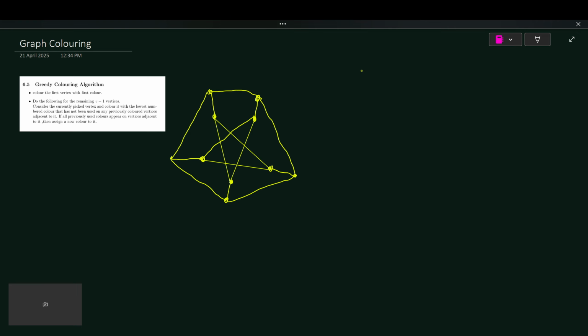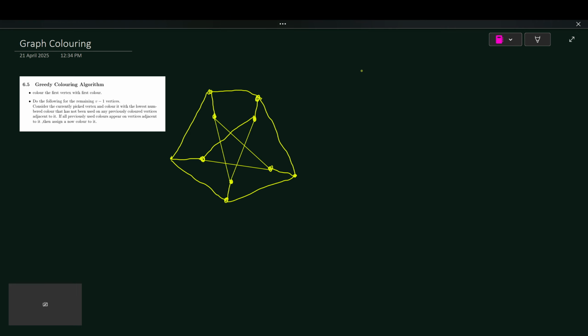Hi, good morning. In this session, we are just going to discuss a small algorithm which we use to color a graph properly, which is known as the greedy coloring algorithm. And the process is very simple.